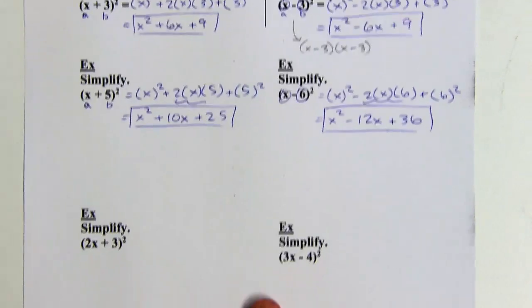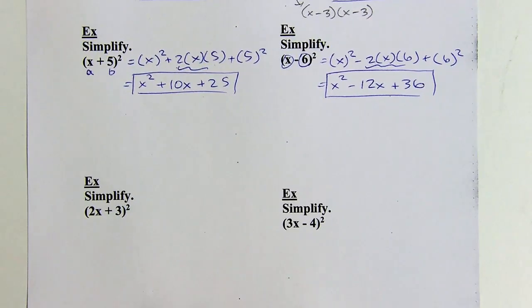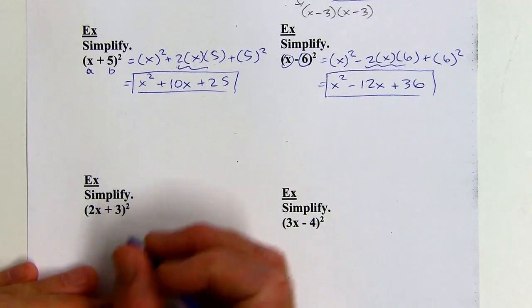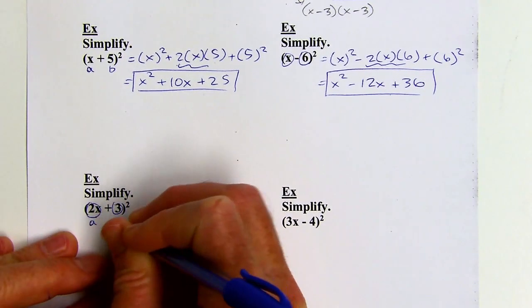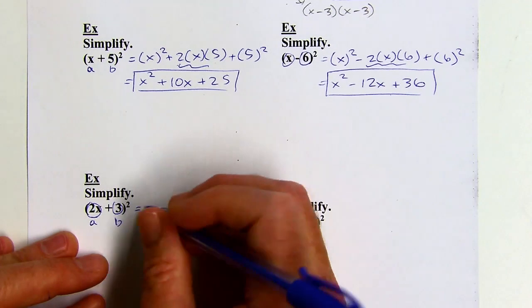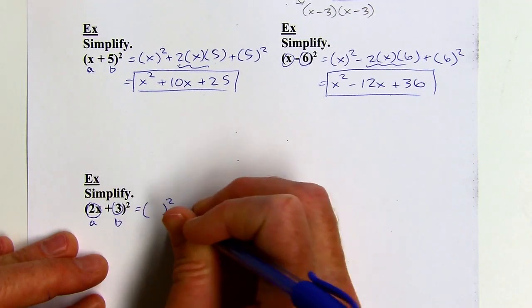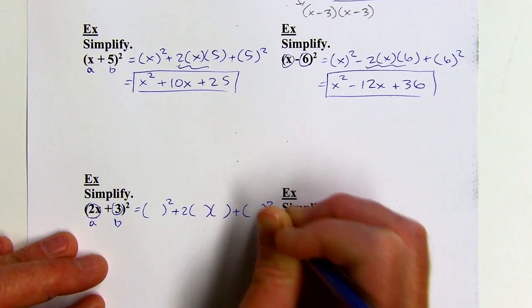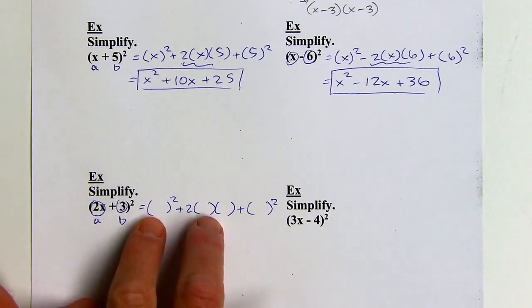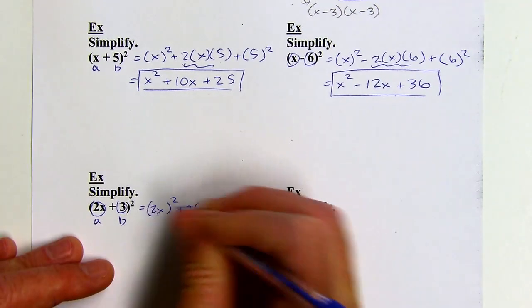Okay, so let's try some where the A and the B are a little bit more complicated. So here we're adding again. This is my A and this is my B. Okay, so the pattern from above, A squared plus 2AB plus B squared. So in those first two slots, I'm going to put the quantity 2x.